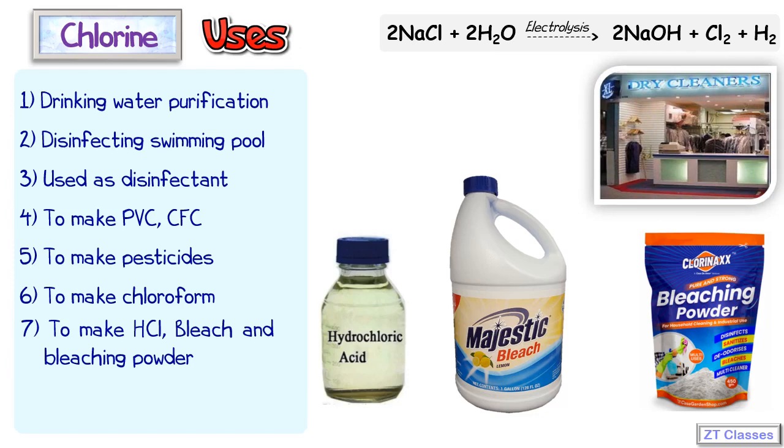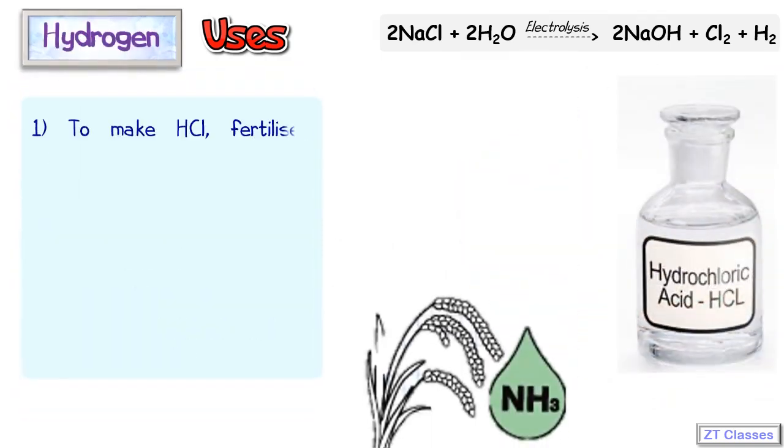Let's take the next product, hydrogen gas. We'll talk about its usage. Hydrogen gas has a lot of different usages. The prominent ones are that it's used to make hydrochloric acid and ammonia, which is further used to make fertilizer.